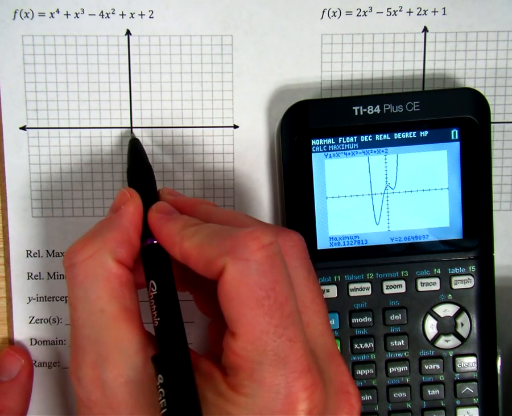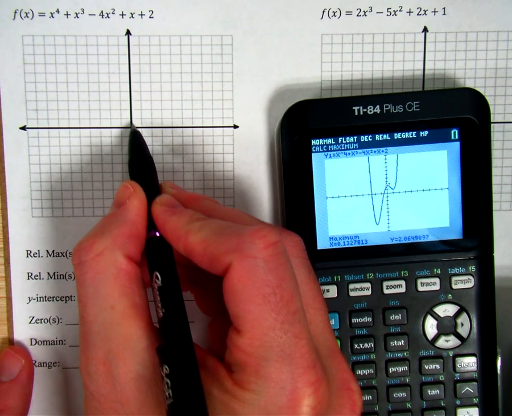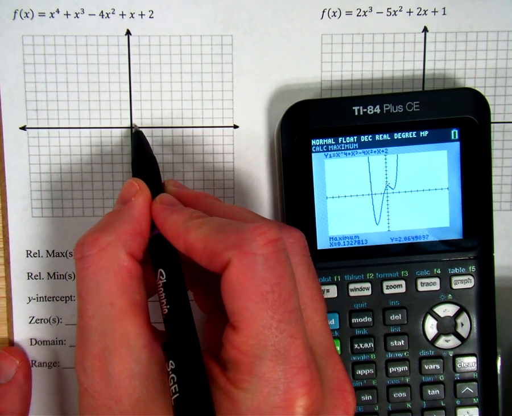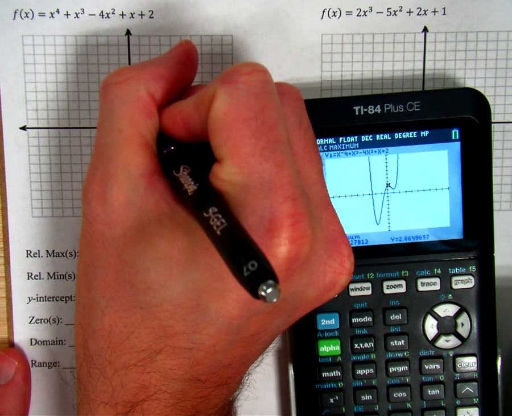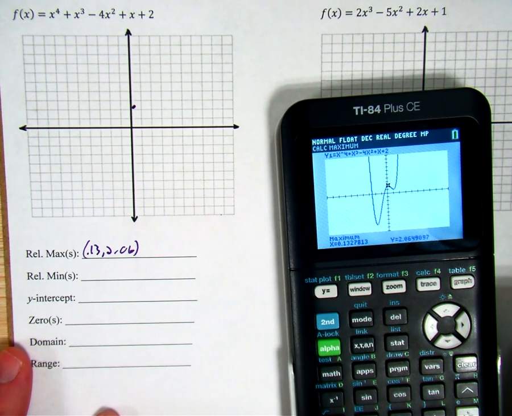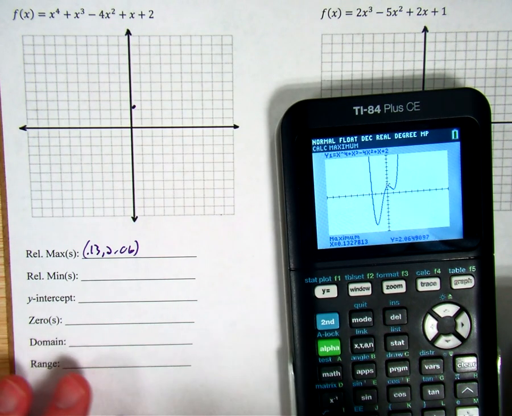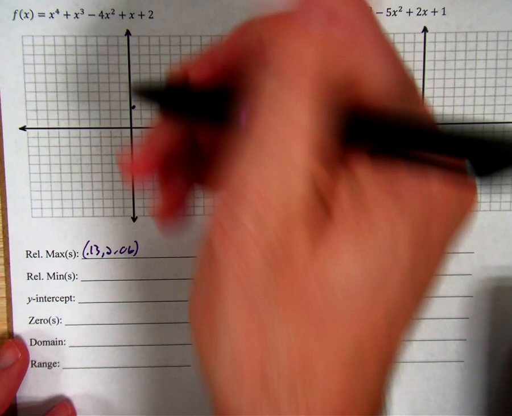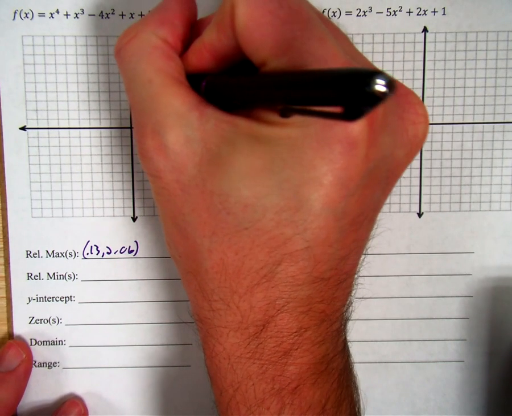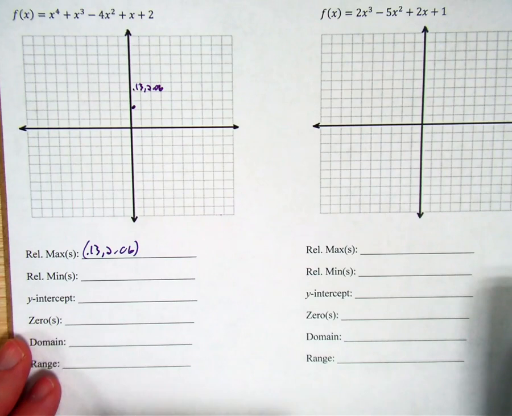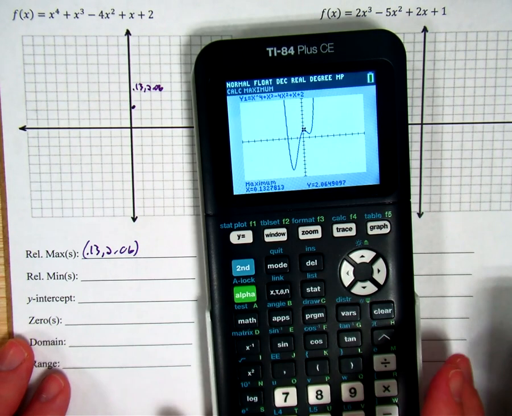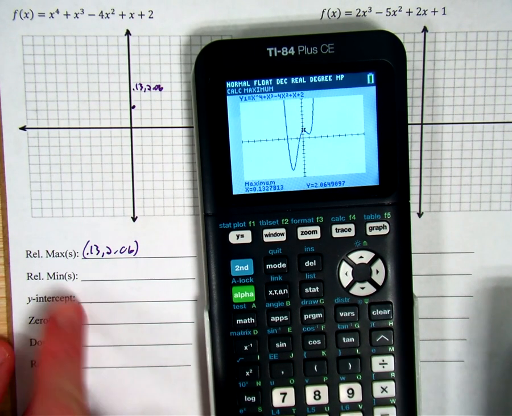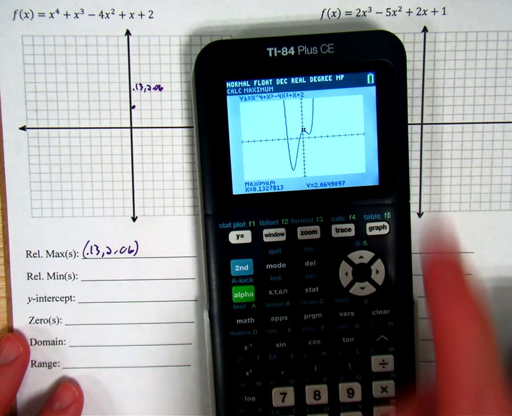We'll do our best here. 0.13 is barely off the axis. 0.13 over, 2.06 up. We're talking somewhere in there. If you want to be really good, we should label these. 0.13, 2.06. Minimums, relative minimum. We're going to have 2 of them.